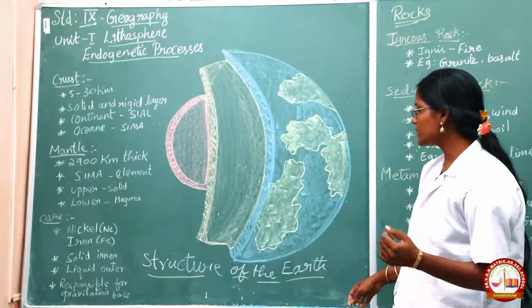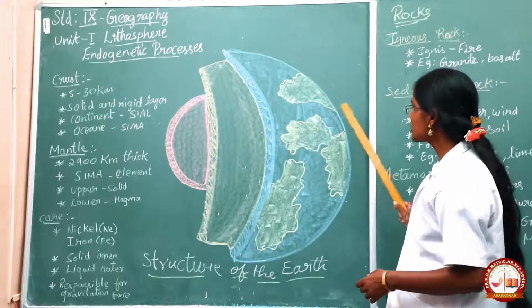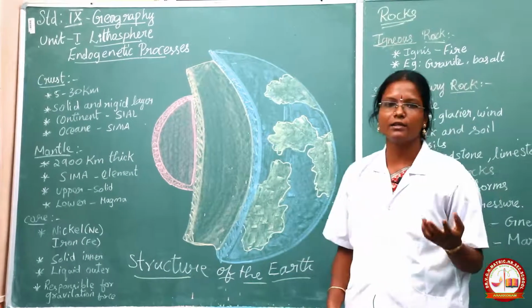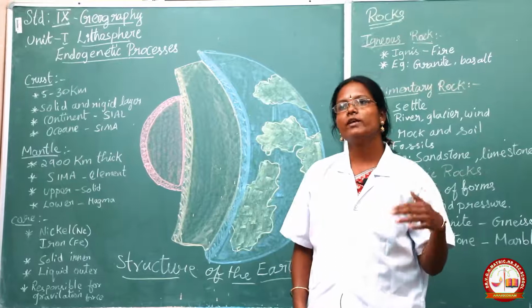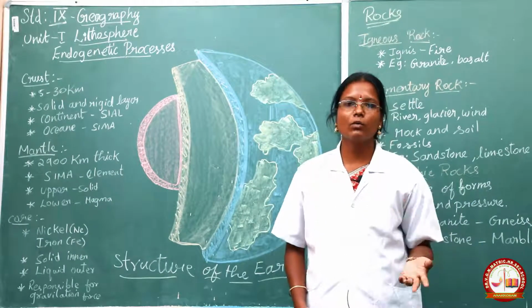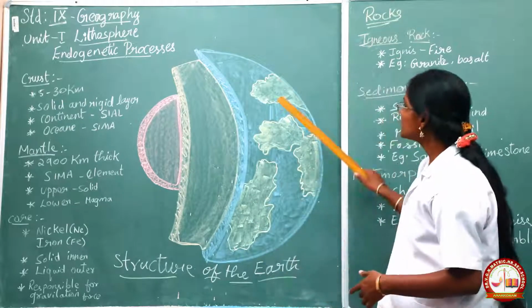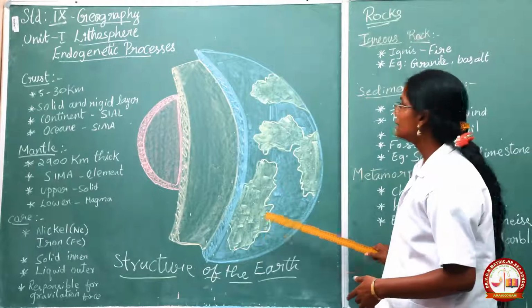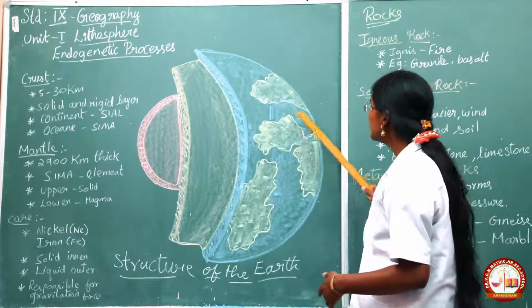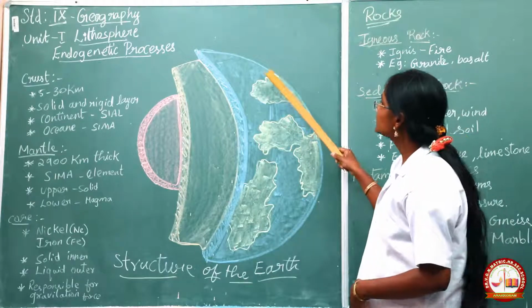Today the first topic is the structure of the earth. What is the structure of the earth? We see only the outer layer of the earth, but we don't know what is inside. That is what I have shown here. This is the outer layer. We can say it is the skin of the earth, that is nothing but the crust. So that is the lithosphere.